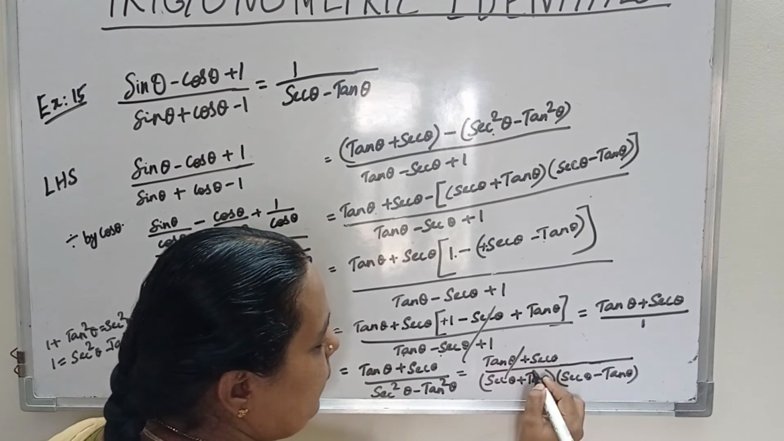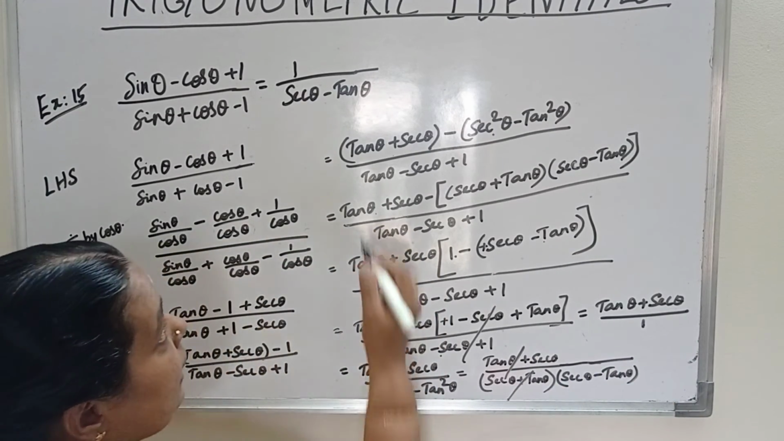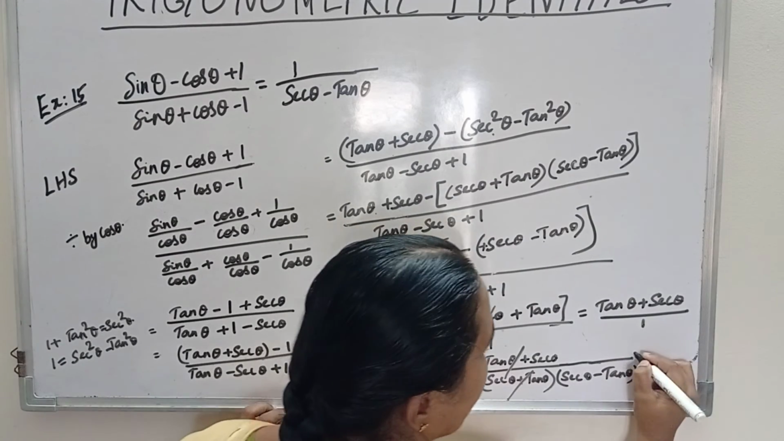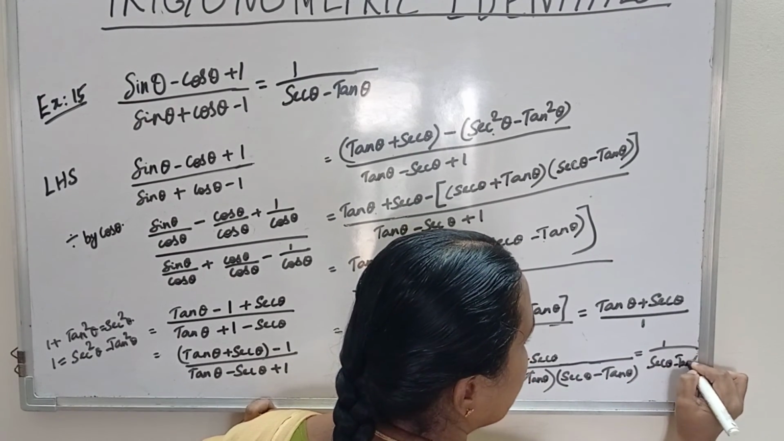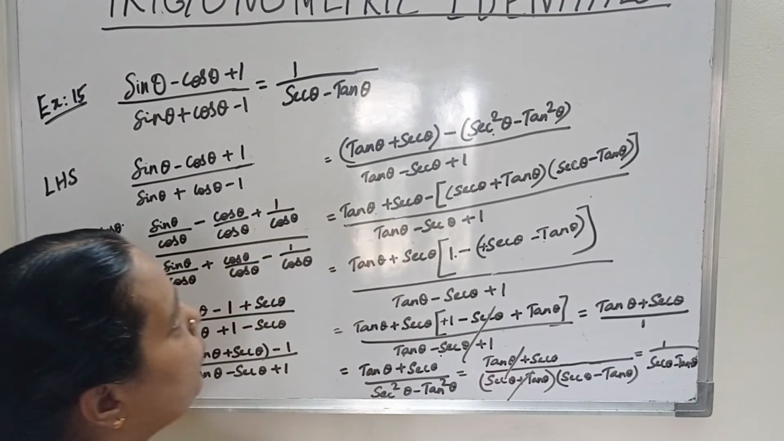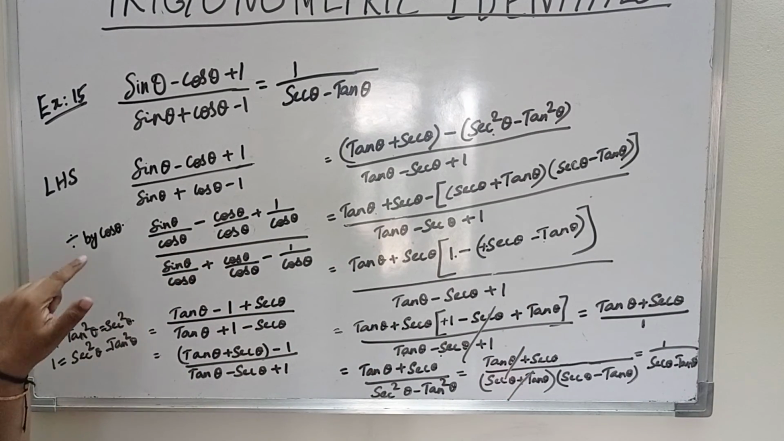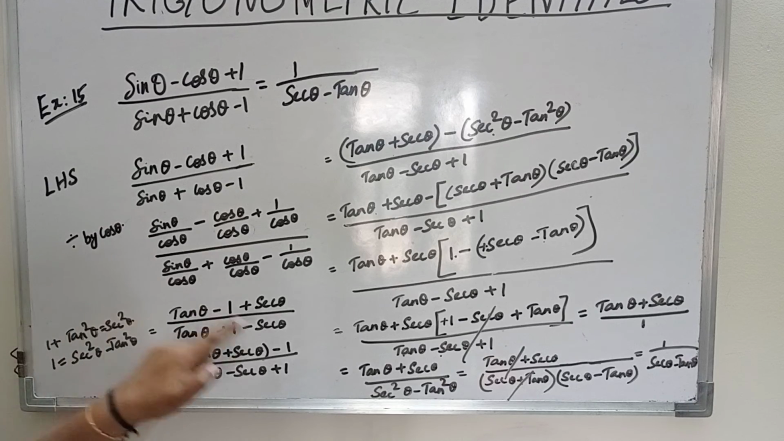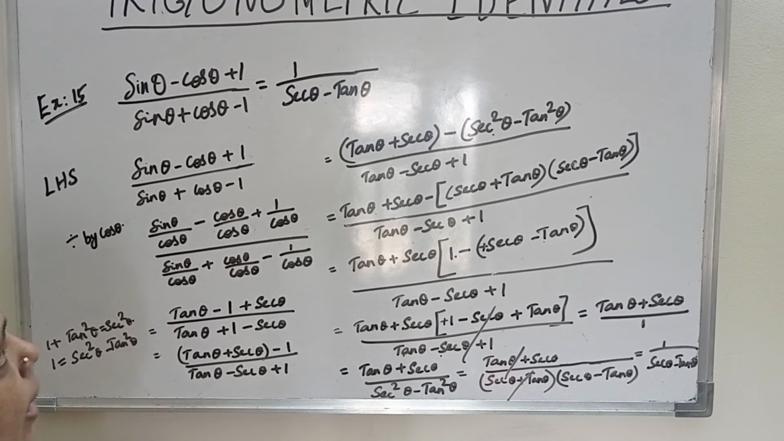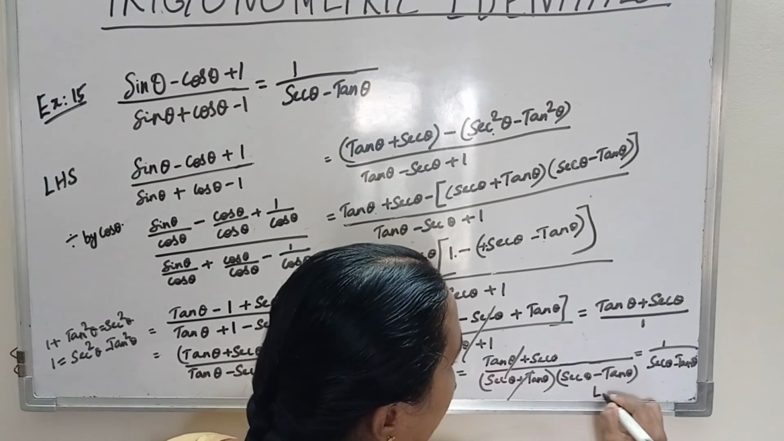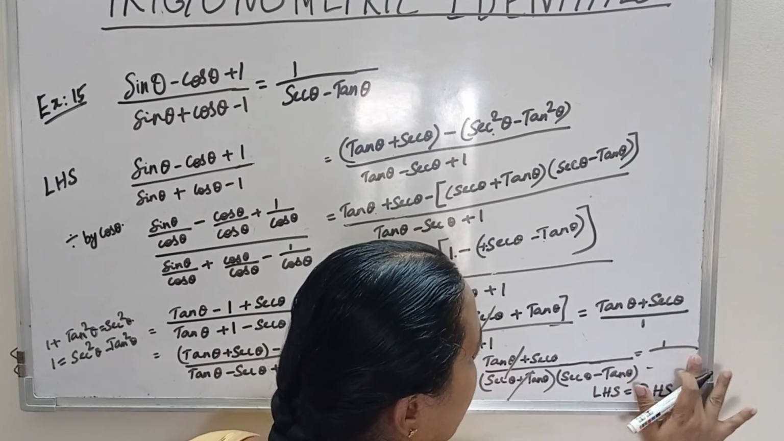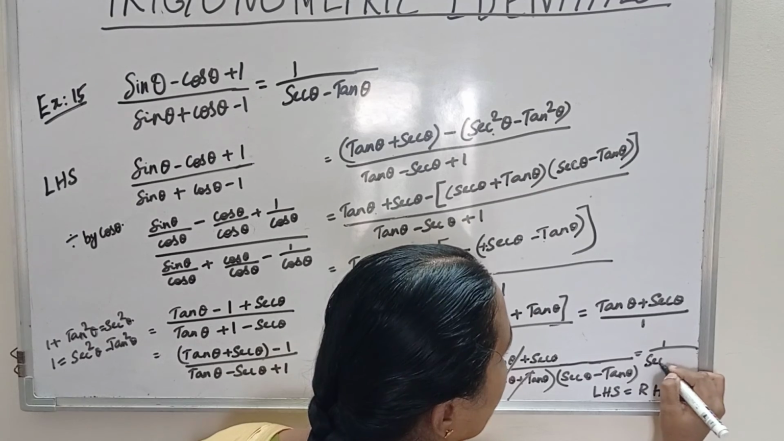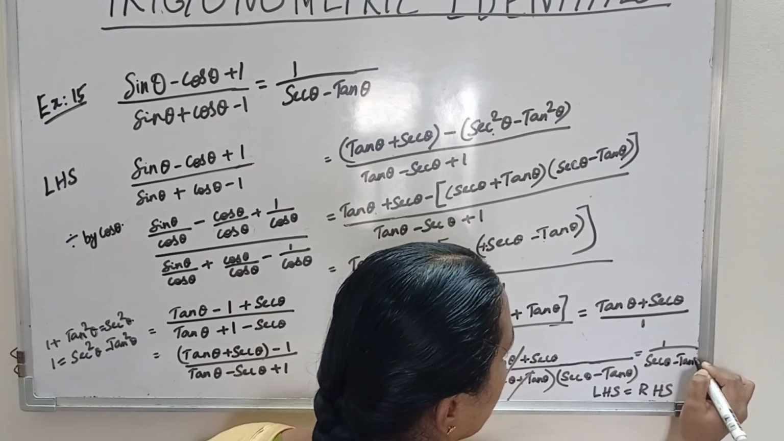Tan theta plus secant theta and tan theta plus secant theta get cancelled, and we are left with the right hand side, that is 1 by secant theta minus tan theta, and hence the proof. So, with the help of the identities and the trigonometric ratios, we are able to prove that LHS is equal to RHS. So, 1 by secant theta minus tan theta.